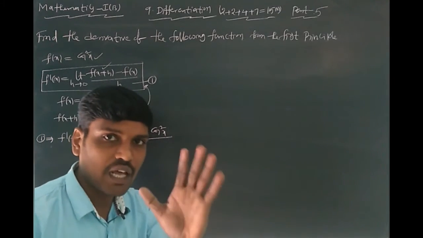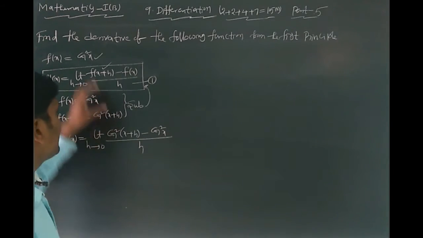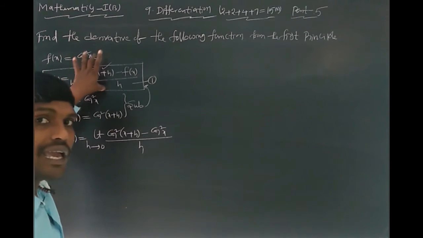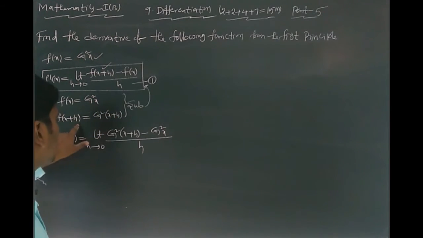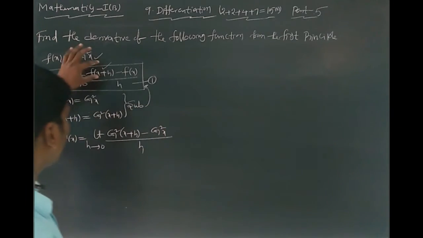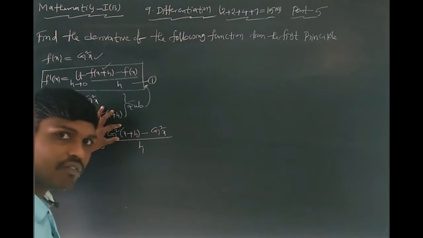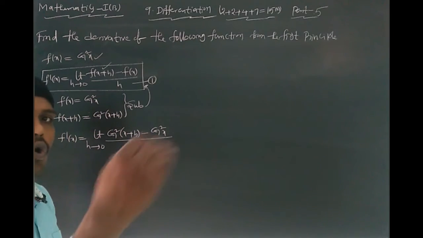See students, understood or not this term? This is a very important point. What is that point? This is the first principle formula. In this formula, f of x value is cos square x. F of x plus h value is cos square of x plus h. Here you can write cos square of x plus h minus cos square x whole by h.